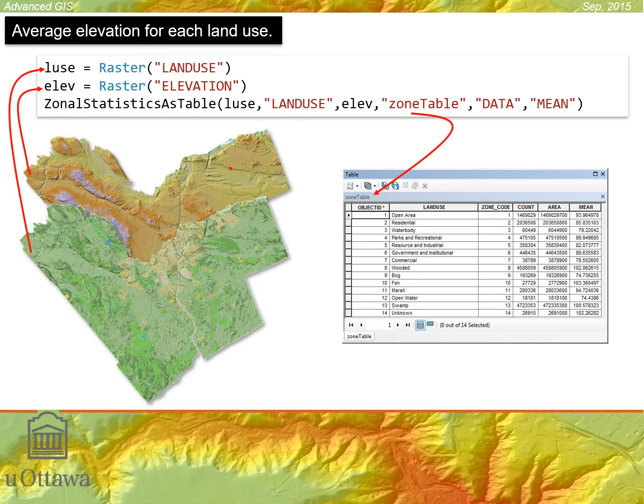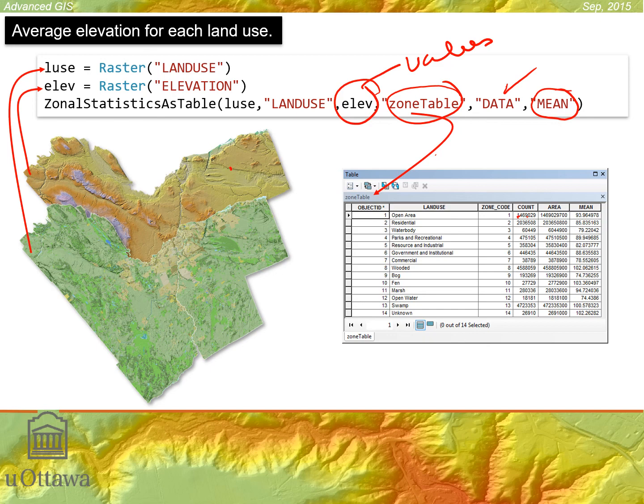Then my values raster is elevation, the output will be called zone table, data again, and then mean, since I want the average. And then that outputs a table here where we have land use by name, and we have all of the summary statistics as well. Count is the total number of cells, and then mean.